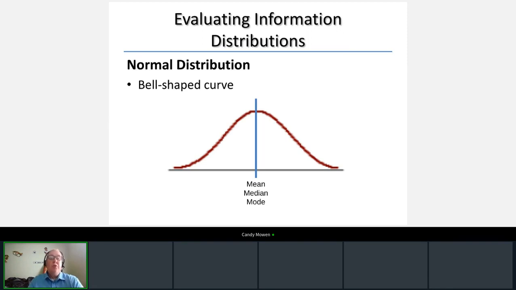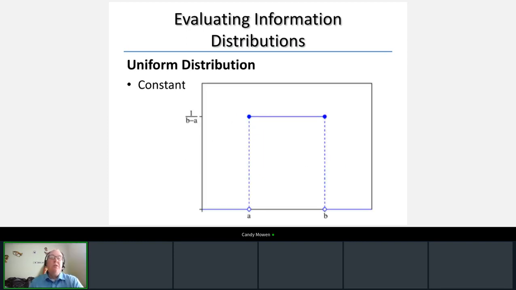How do we show distributions? The normal distribution is the bell-shaped curve, and right down the middle is where you find the center, maybe closest to the mean, median, or mode, the 3 M's. The mean is the most used way of looking at different statistics. Uniform distribution: it's consistent. We can see how it is uniform between A and B.